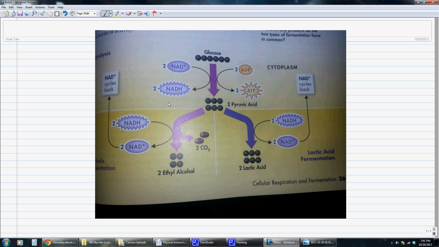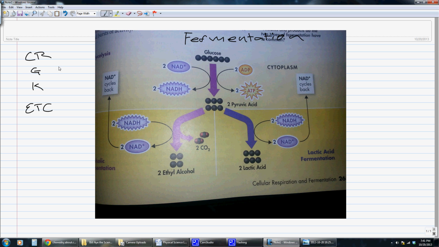In today's podcast, what we're going to be talking about is fermentation. Okay, so you remember from earlier when we took a test on cellular respiration. We know that cellular respiration breaks down into three parts. It breaks down to glycolysis. It will then go into the Krebs cycle, and then the electron transport chain.